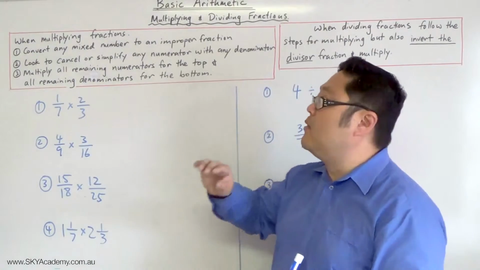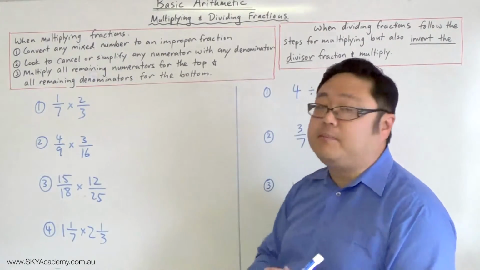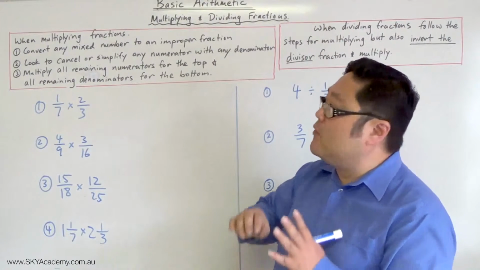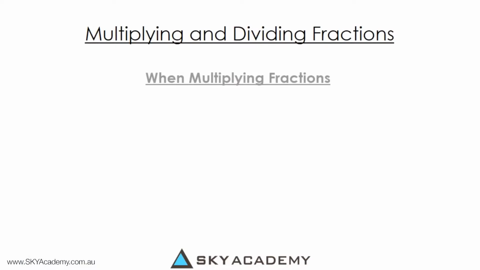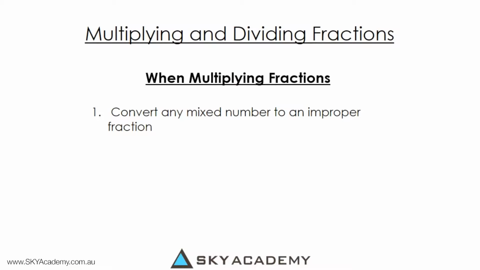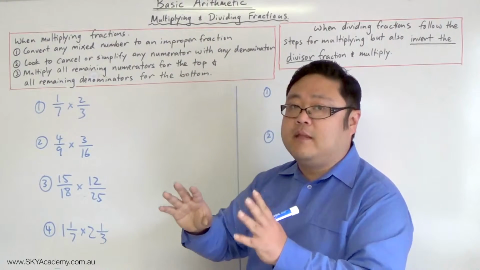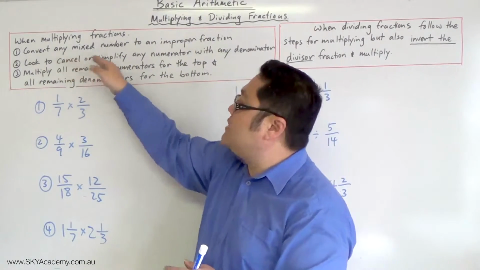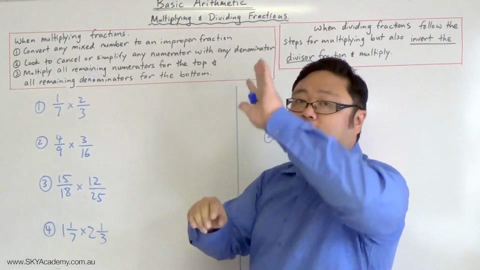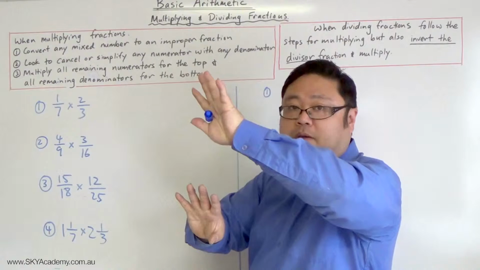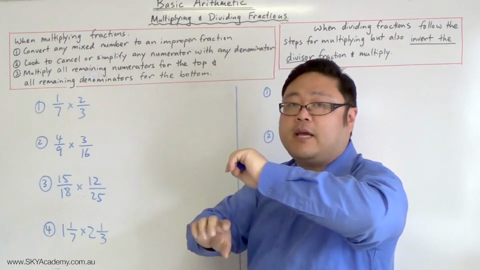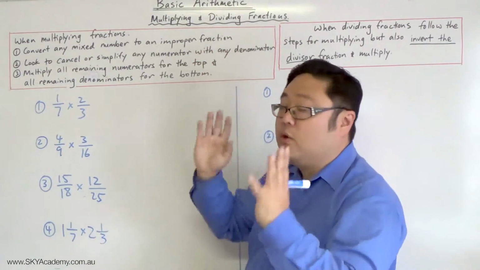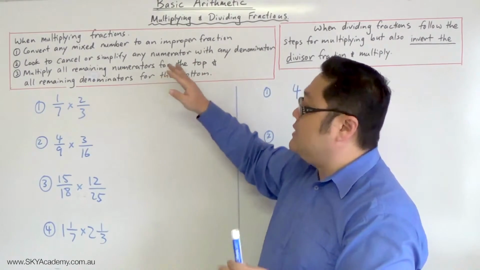So let's have a look at some of the rules for multiplying fractions, because we're going to do multiplying fractions first. With multiplying fractions, the first thing we need to do is make sure that any fractions that are a mixed number are converted to improper fractions. So you can't have whole numbers in the multiplication. A mixed number has to be an improper fraction. Then we look to cancel or simplify any numerator with any denominator. So we look to cancel there, or simplify.